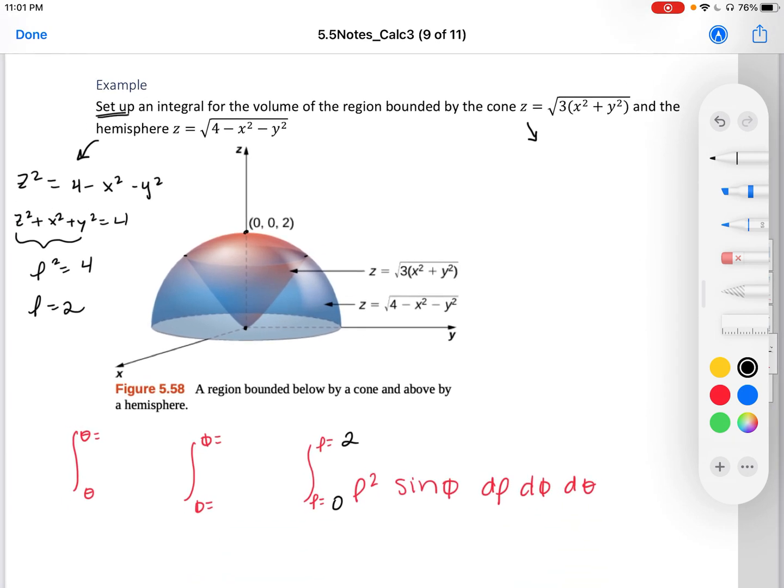Let's take a look at our other equation. We have z is equal to the square root of 3 times x squared plus y squared. Let's undo that square and square root and square both sides. So I have z squared is equal to 3 times x squared plus y squared. So let's go ahead and go from rectangular coordinates to spherical coordinates for our cone.